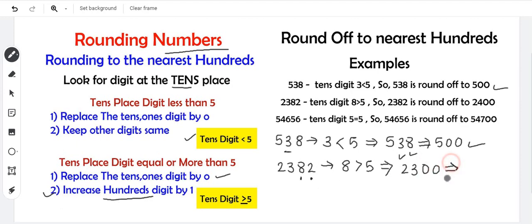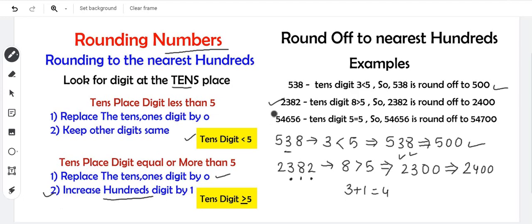Is that clear? And the second rule is increase hundreds digit by 1, and the hundreds digit is 3. So 3 plus 1 is equal to 4. It means 2400. Is that clear? 2382 is rounded off to 2400.